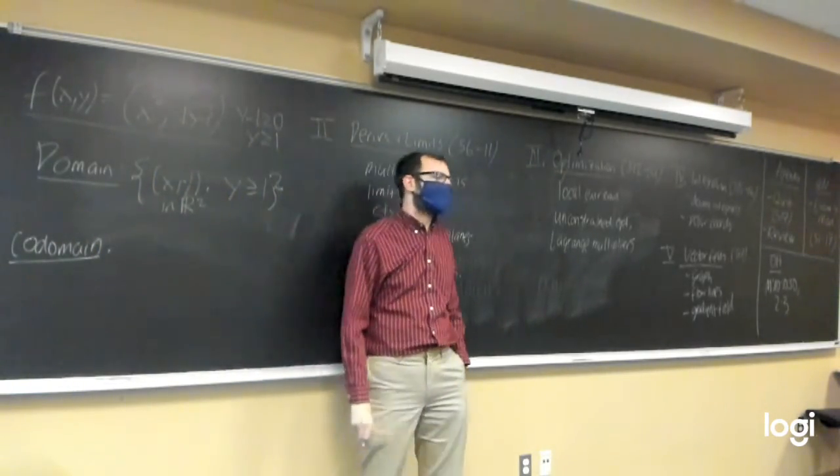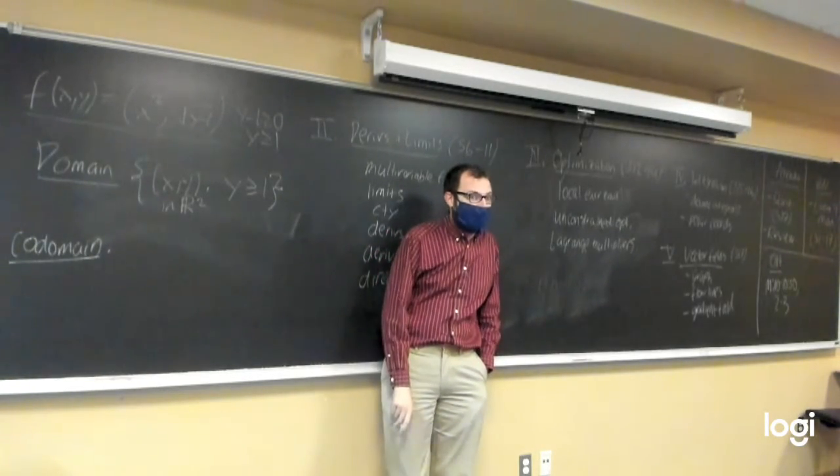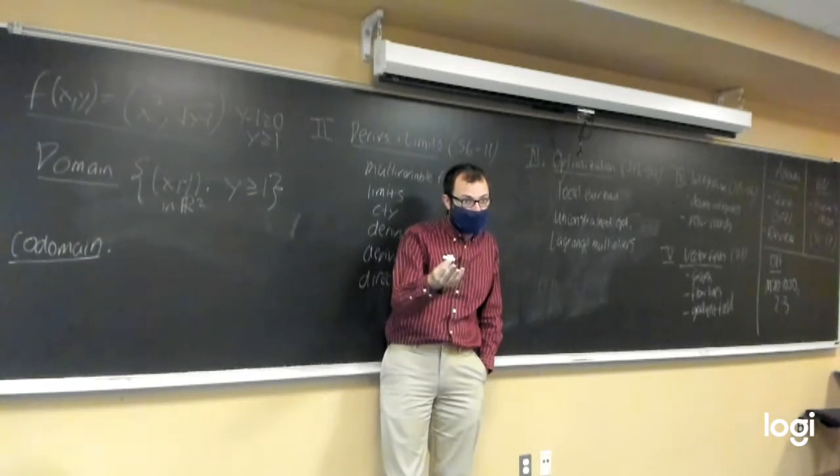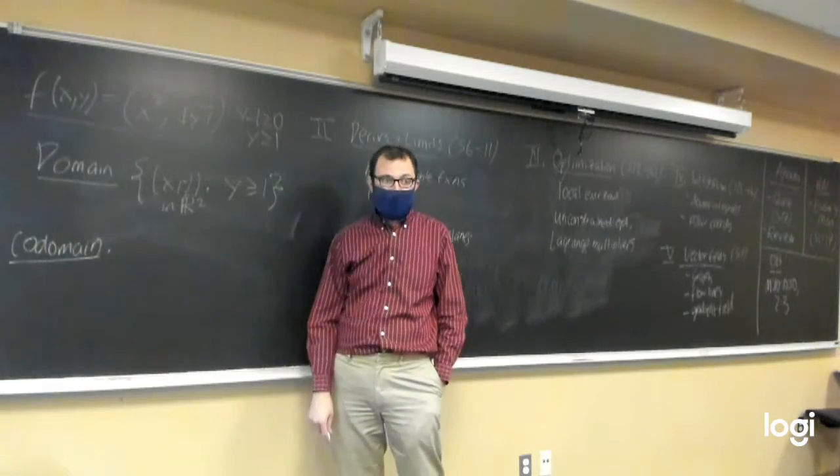About the codomain. In other words, what's the Rn where all of our output vectors live? R3. R3? Why R3?